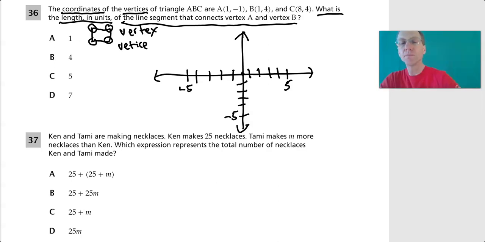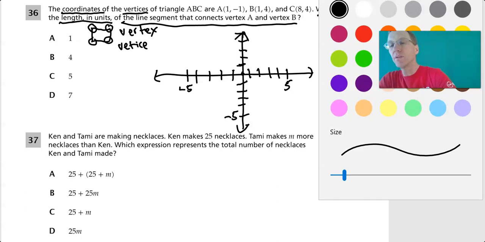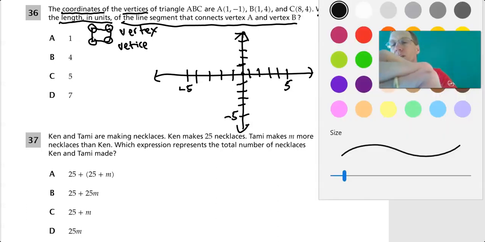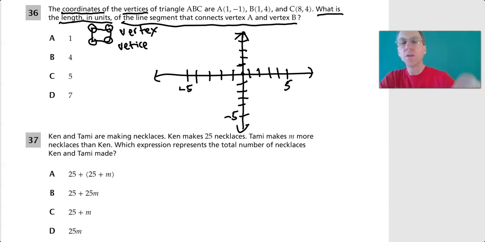Okay, and then 1, 2, 3, 4, 5. So we're going to graph this thing here. I'll get a different color. Okay, so we're going to graph A is over 1. So remember, this is the x and this is the y. So x comes before y. I should have labeled that. There's the x and y axis.